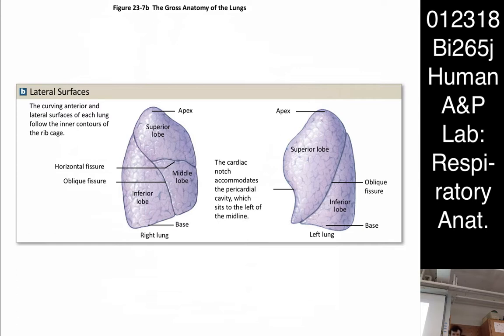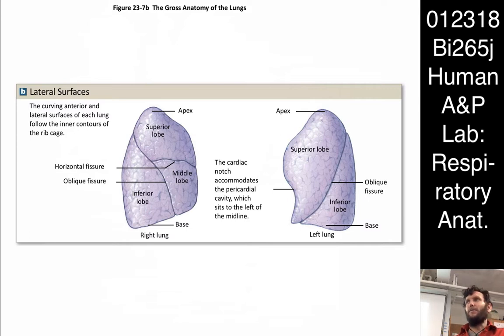There's 3 on the right and 2 on the left. There's a superior and an inferior lobe on both, and just the third on the right side is a middle lobe. The superior and inferior lobes on either side are separated by what's called an oblique fissure. That name suggests the disposition of the line: it runs obliquely between the two. And then that third lobe is separated from the superior by a horizontal fissure.